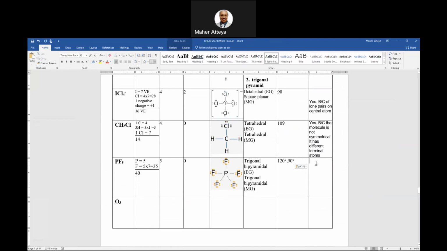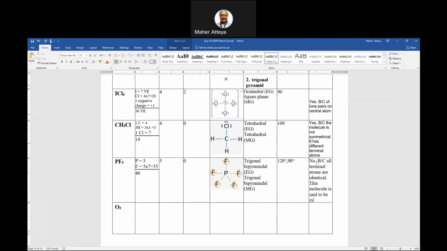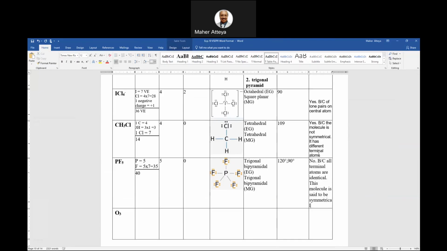Paste. So is this polar? The answer is no. Why is it not? Because all terminal atoms are identical, the same, and this molecule is said to be symmetrical. If it's not symmetrical, then yes, it is polar.